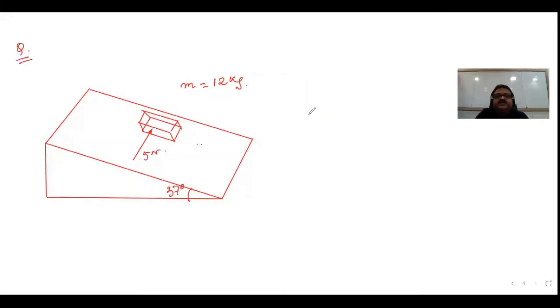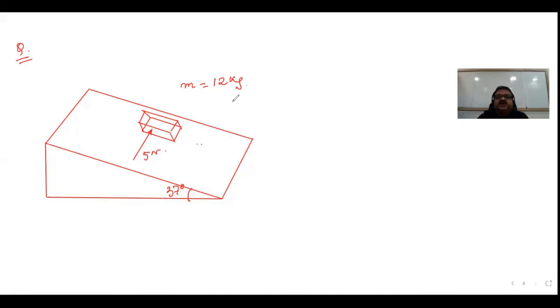Look at this, students. A problem is given like this. There is an inclined plane of angle of inclination 37 degrees. A 12 kg mass is resting on this. A 5 Newton force is acting on it. So you have to find out the value of the force of friction. Keep it in mind, the body is resting on the incline. You have to find out the value of the force of friction. So what to do here first? Correct. So let me solve it like this.